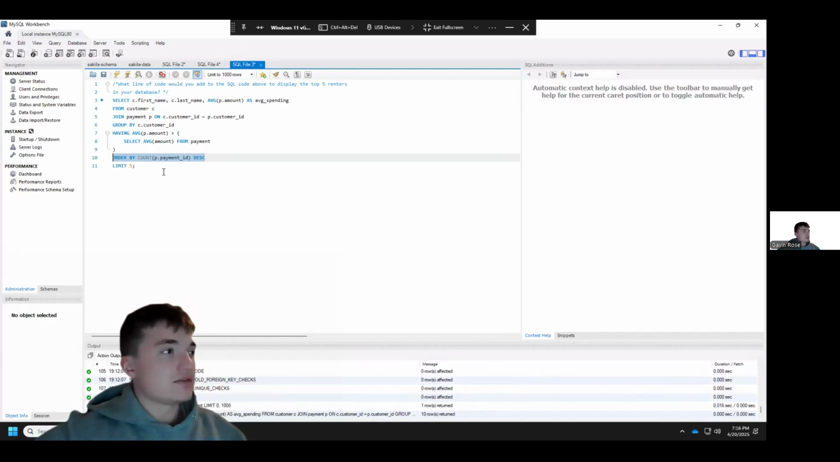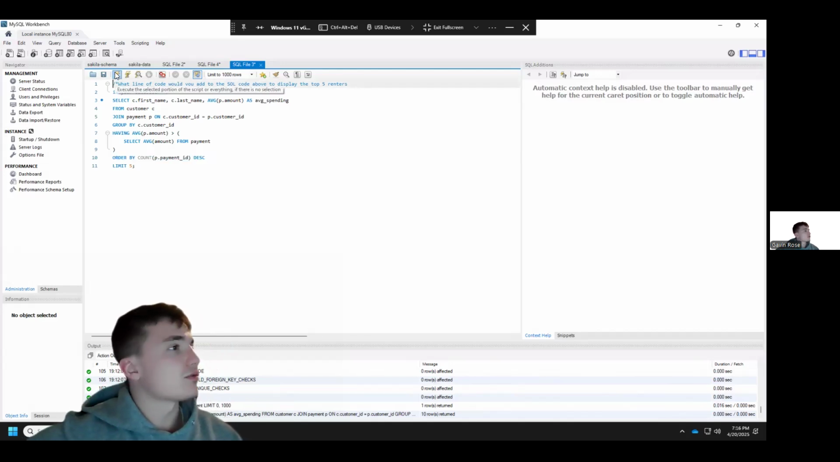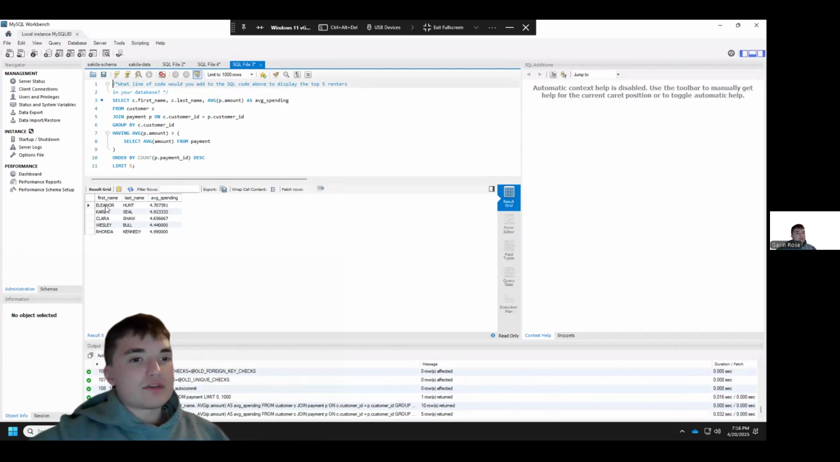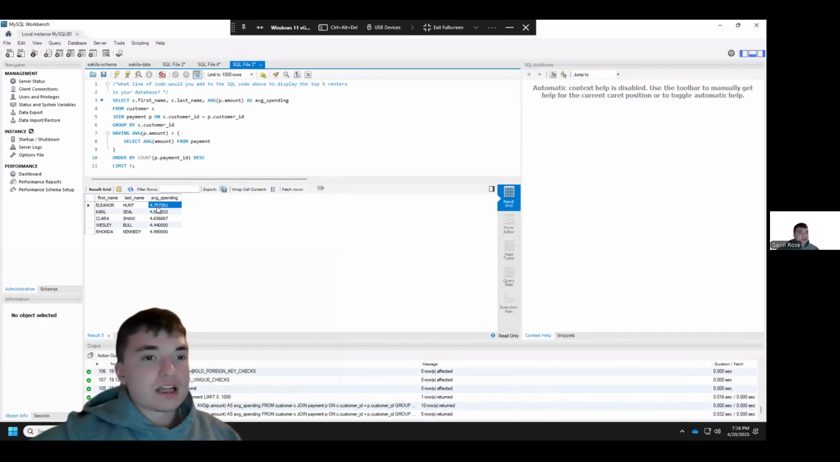And instead of limiting it to 10 as we did in question 1, we are now limiting it to 5, as it wants us to do in this question, as it wants us to display the top 5 renters in our database. So if we go ahead and run this code, let's see what we get. And so here we go. We have 5 customers right here, and these would be the top 5 renters that we would receive.